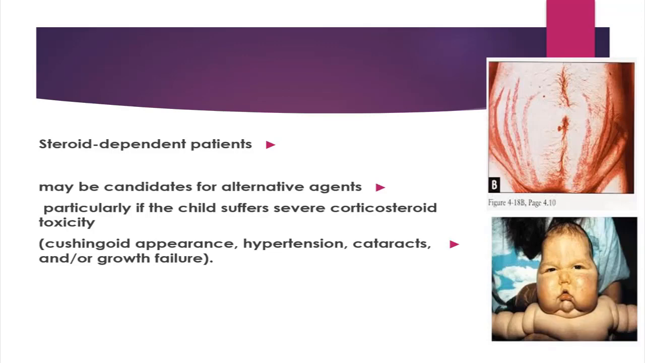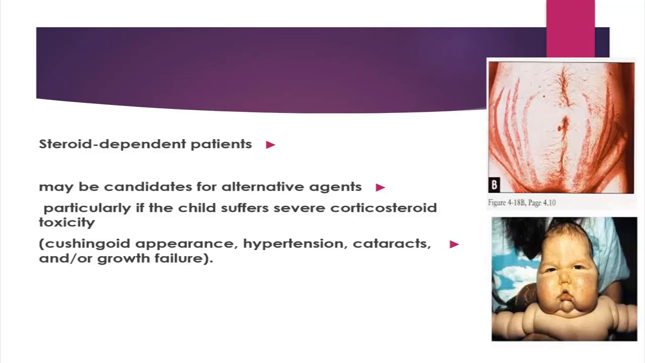Steroids have many side effects. Sometimes we consider the patients dependent when we try to decrease the dose of steroid to alternate day or 40 mg from 60 mg, and the protein and edema come back. They start to develop cushingoid appearance with cataract, hypertension, growth failure. All steroid side effects can appear on the patient, as we see in this picture, including growth failure and stunted growth.